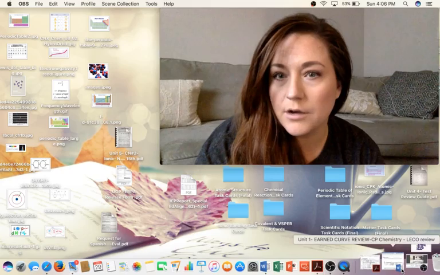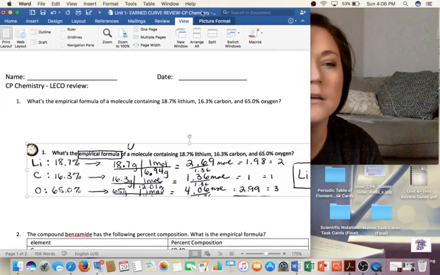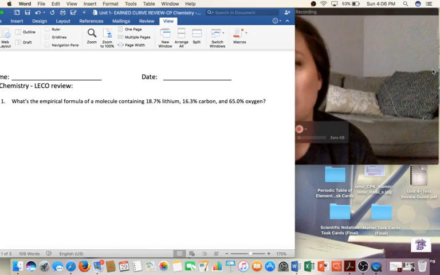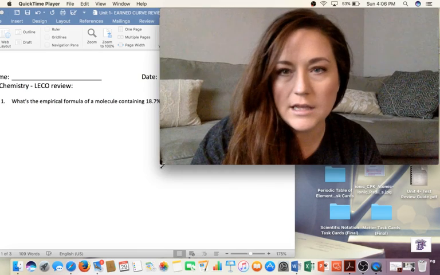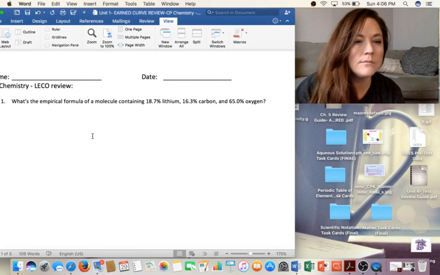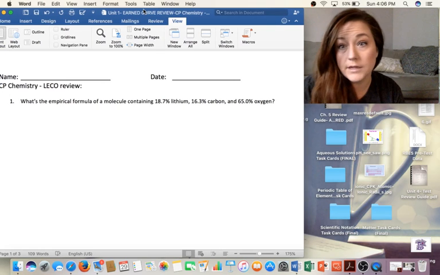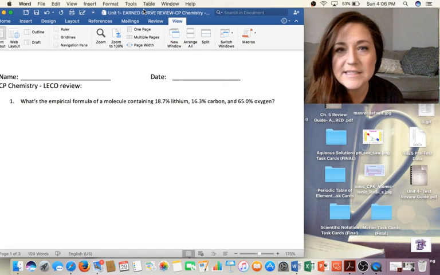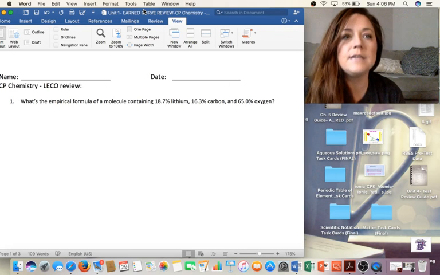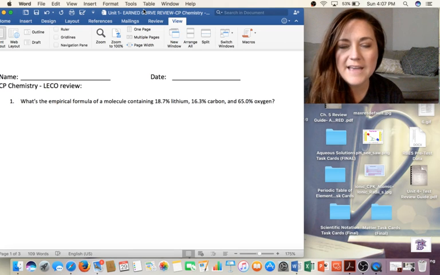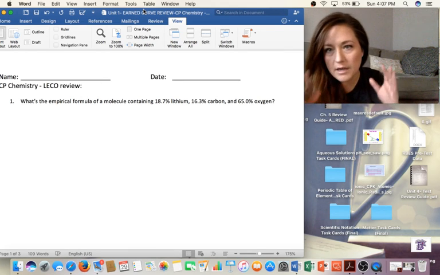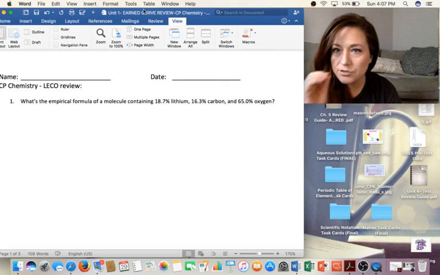All right, so I stuck it into a Word document again so we could go over this. That way we could talk about the questions before I just show you the answers. So the first question reads, what's the empirical formula of a molecule containing 18.7% lithium, 16.3% carbon, and 65.0% oxygen? Automatically, even though it doesn't say it, those are percents.